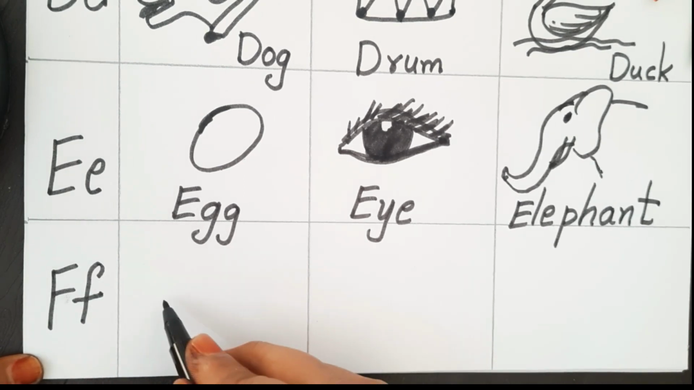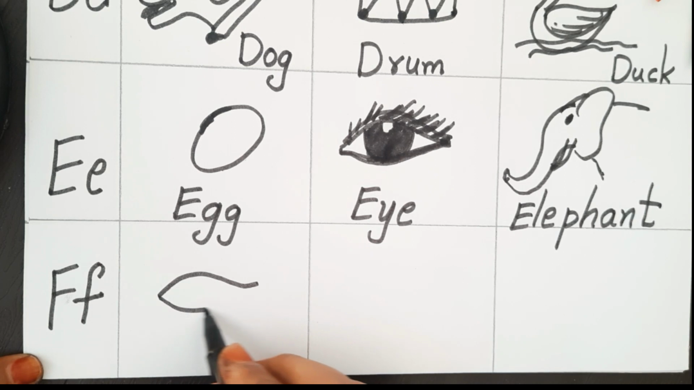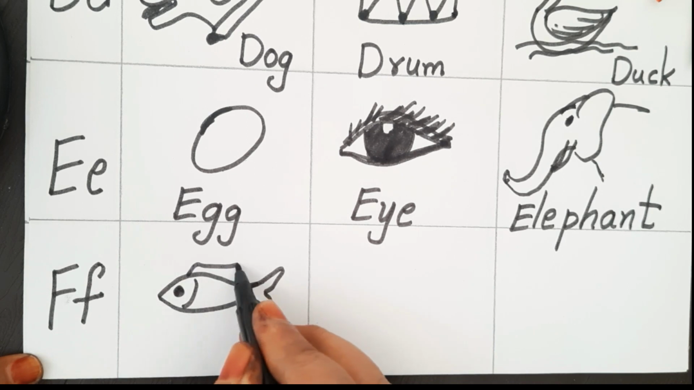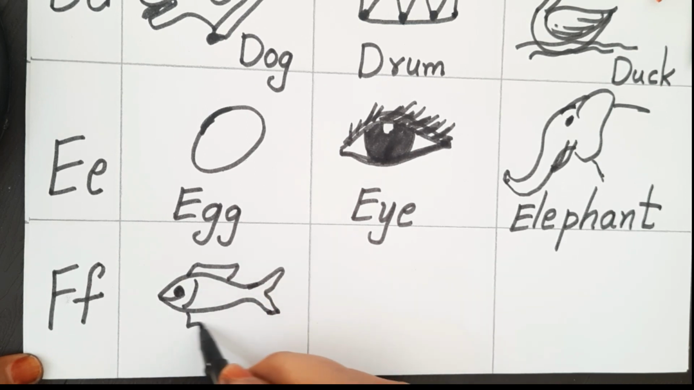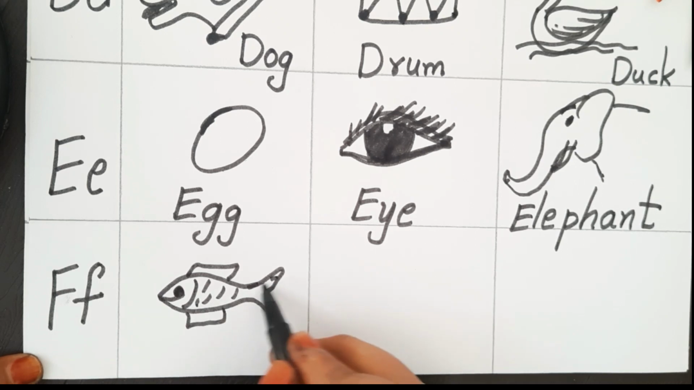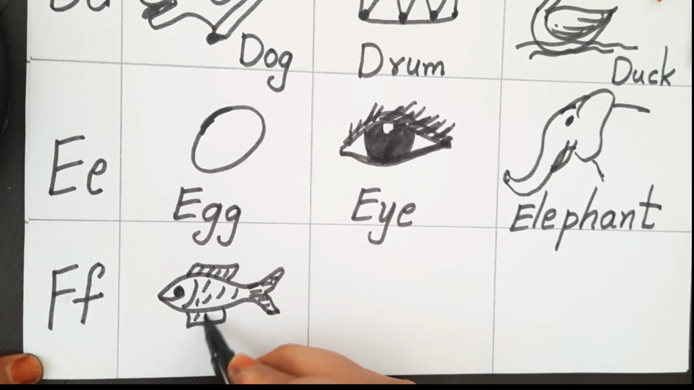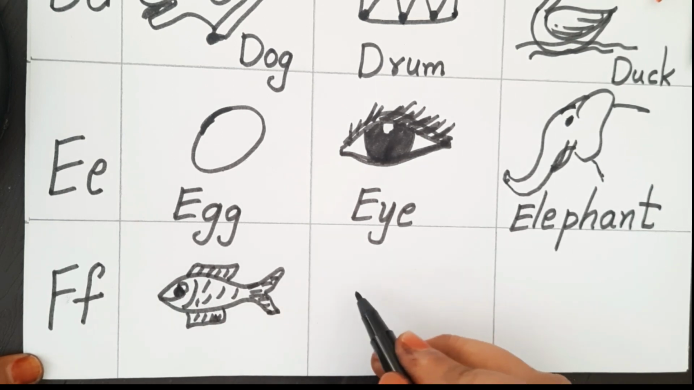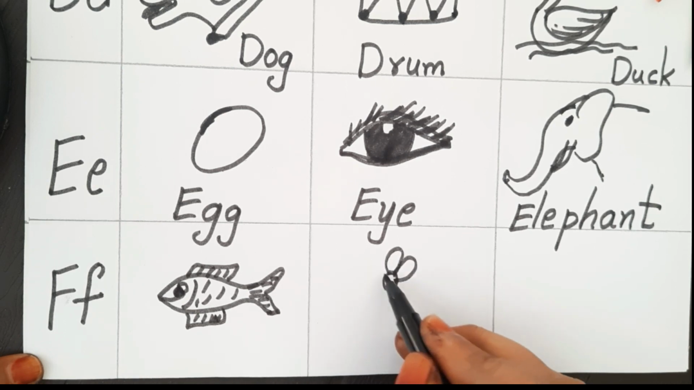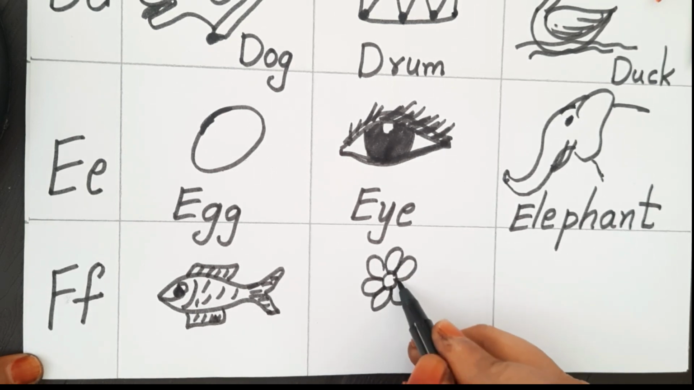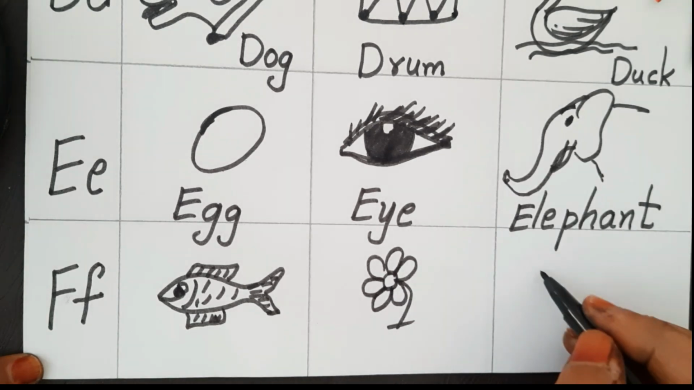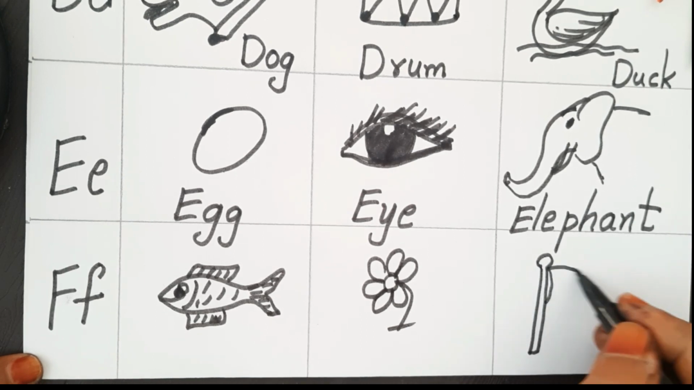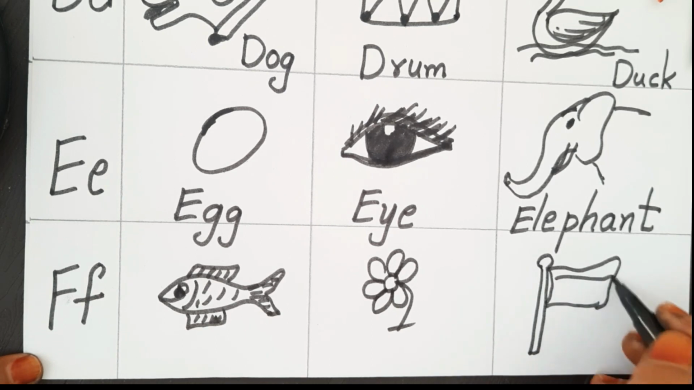The sound of F is F. F for fish. F for flower. F for flag.